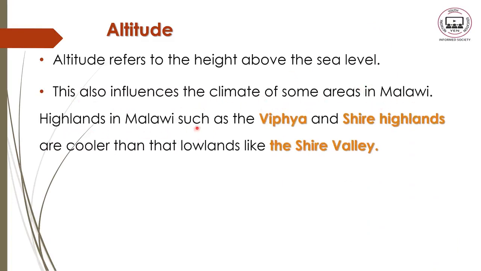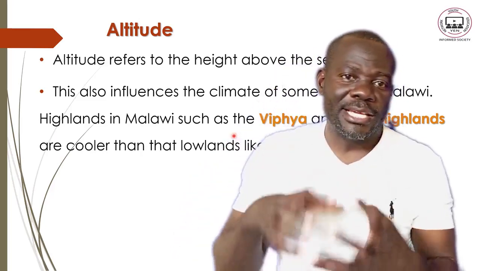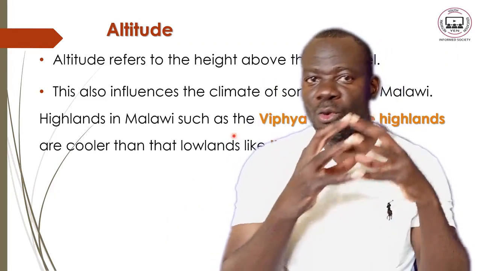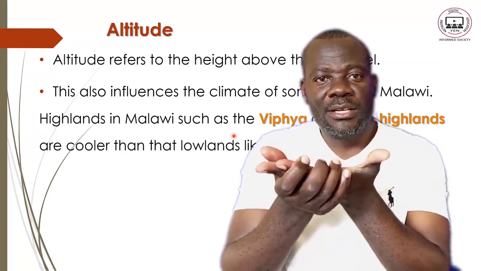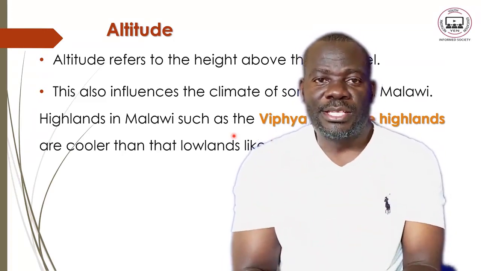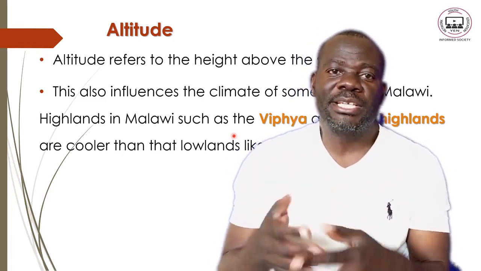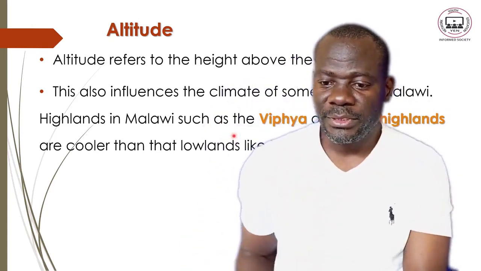Highlands in Malawi, such as the Vipya and the Shire highlands, are cooler than the lowlands like the Shire Valley. So here we are saying that how high an area is above the sea determines how cool or how hot an area should be. That's why in the Shire Valley it is hot, because it is lower. It is not very high above the sea level. And the Vipya or the Nyika, Mulanje, it is high above the sea level, then it is very cold.